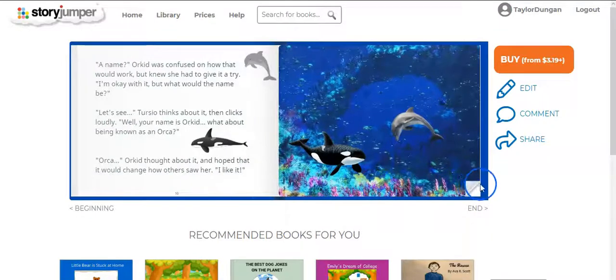"A name?" Orchid was confused on how that would work, but knew she had to give it a try. "I'm okay with it, but what would the name be?" "Let's see." Tersio thinks about it, then clicks loudly. "Well, your name is Orchid. What about being known as an orca?" "Orca." Orchid thought about it, and hoped that it would change how others saw her. "I like it."